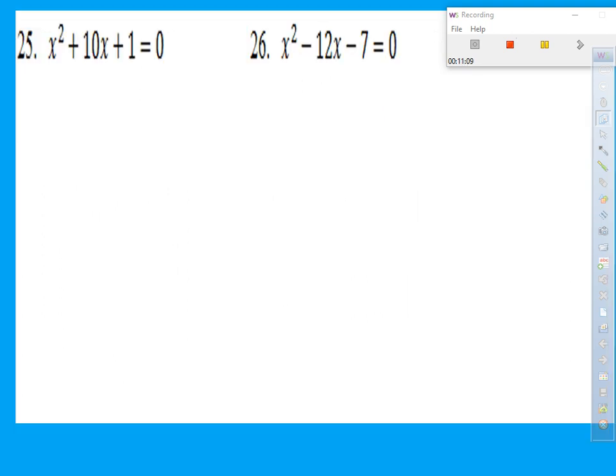So, look at your number 25. Now, I've got x squared plus 10x plus 1 equals 0. I know the square root of 1 is 1, but 1 times x doubled is not 10x. So we still have to complete the square. So I've got x squared plus 10x plus blank equal negative 1 plus blank. To get your blank, take half of your b term, which would be 5, and square it and get 25.